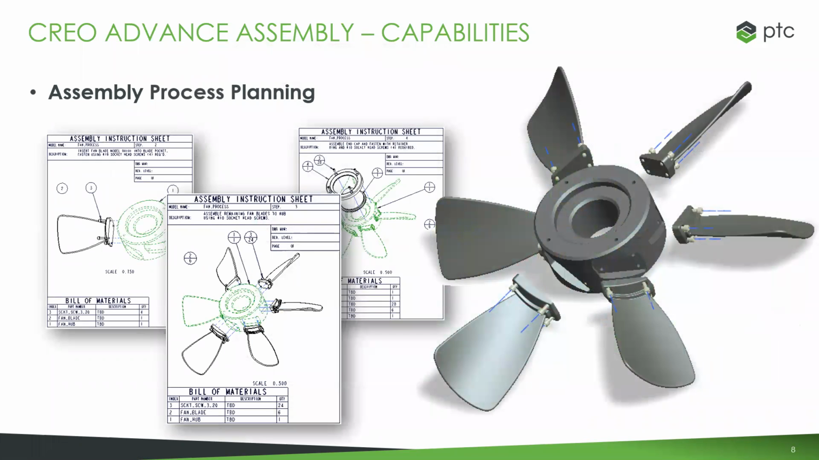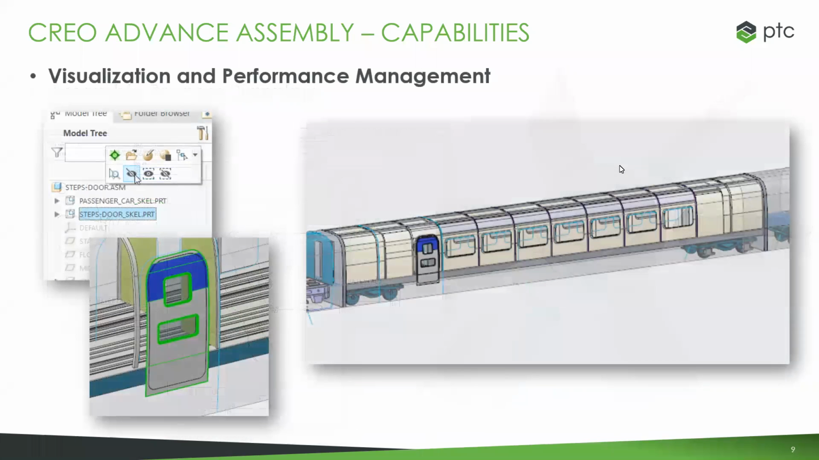We want to be able to define process planning. How does this thing go together? Well, we need graphics, we need bill of materials, we need everything in manufacturing to show how everything goes together. And we want to work it from the engineering information. We don't want to recreate. Advanced Assembly allows you to do that sort of process planning.